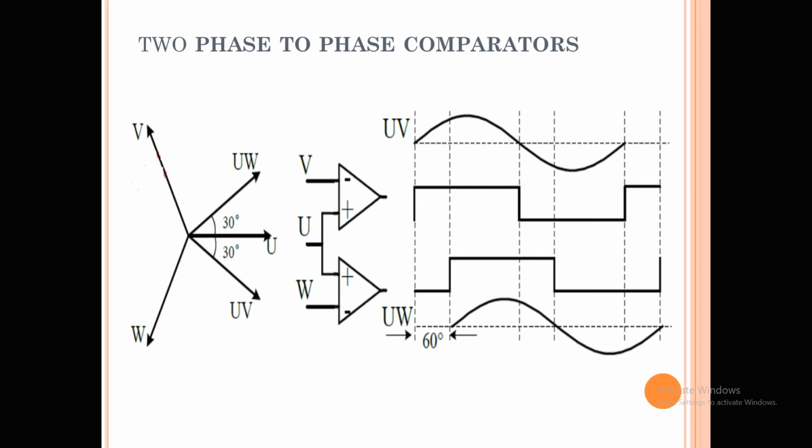So this is how the comparator works. Usually you have the vector representation of the three phases, and these are two different values. One is 30 degrees leading, and the other is 30 degrees lagging. So the resultant difference between these two different voltages, UW and UV, is actually 60 degrees. UV starts from zero crossing, and the first zero crossing is shifted by 60 degrees.